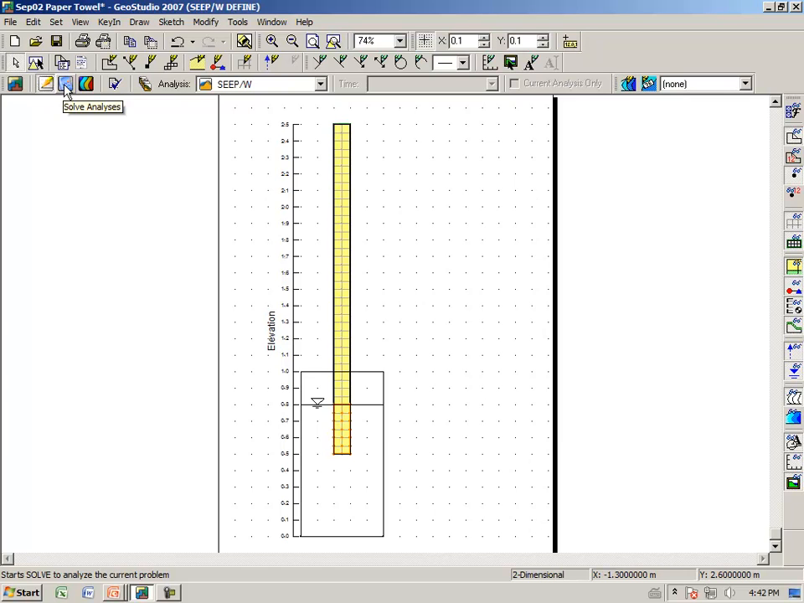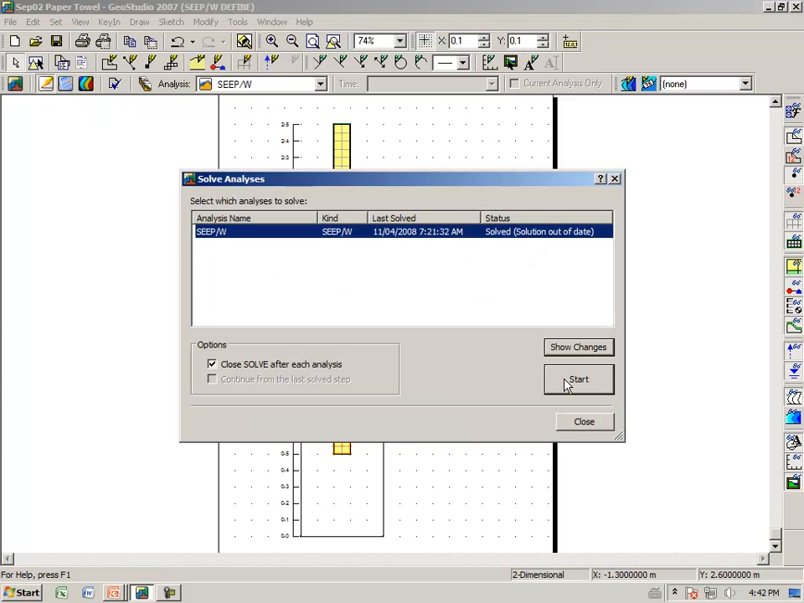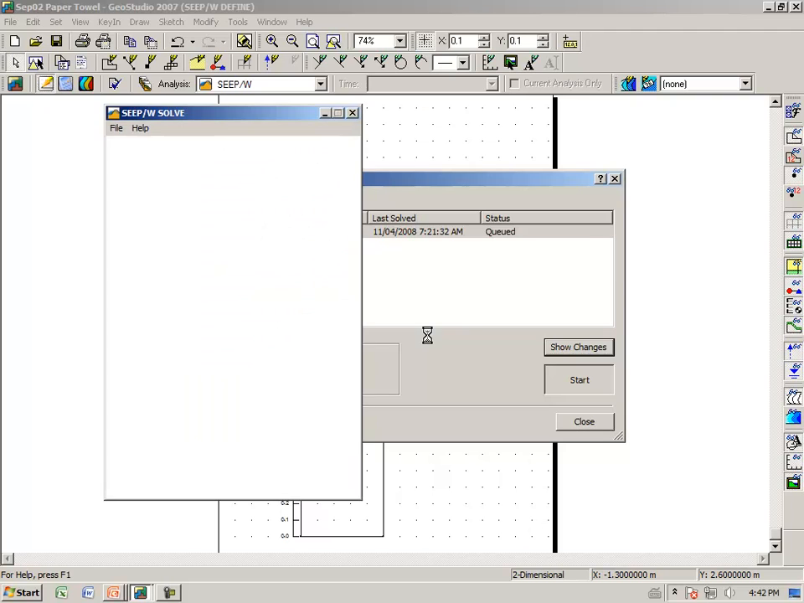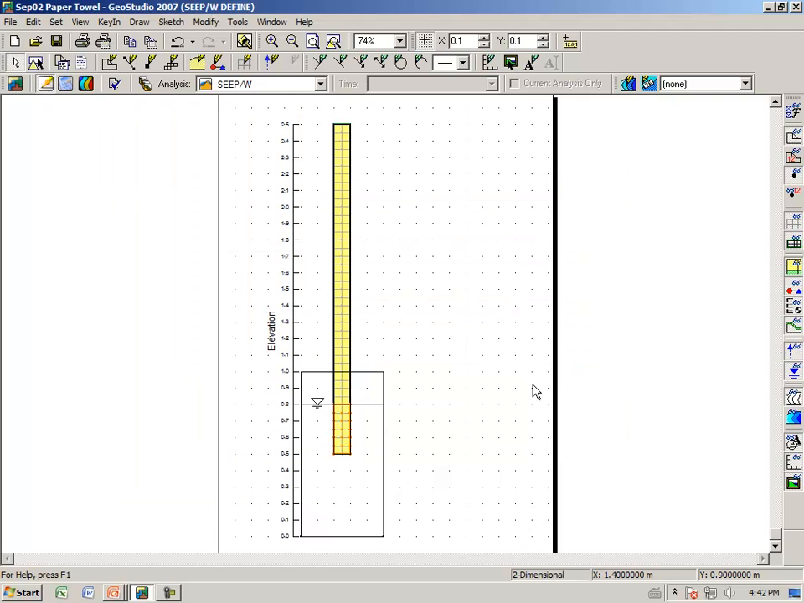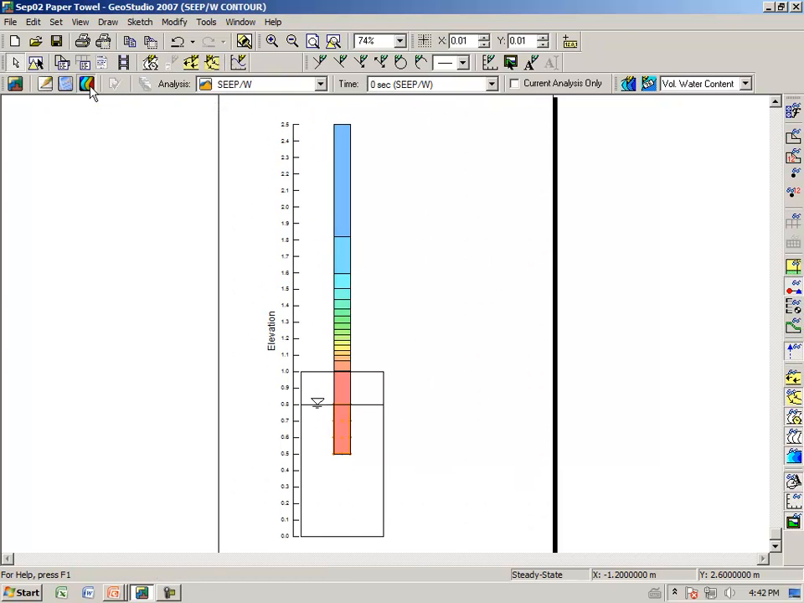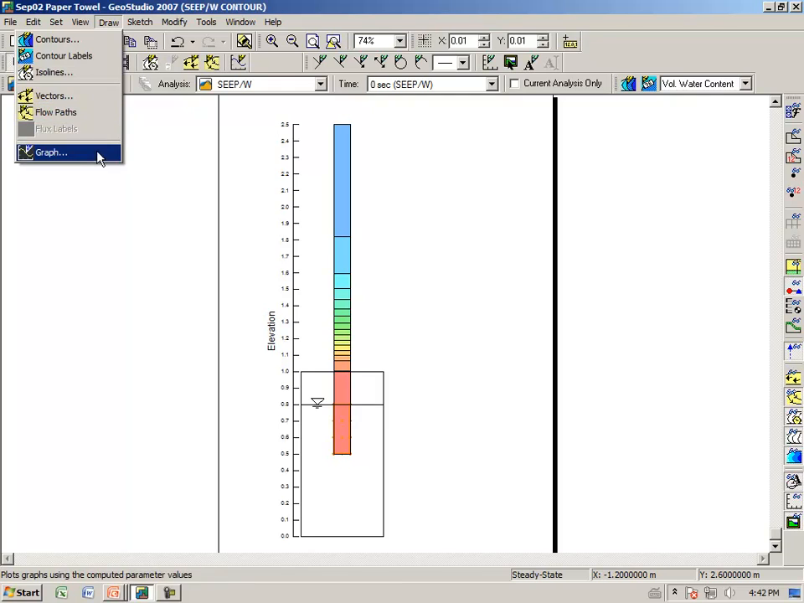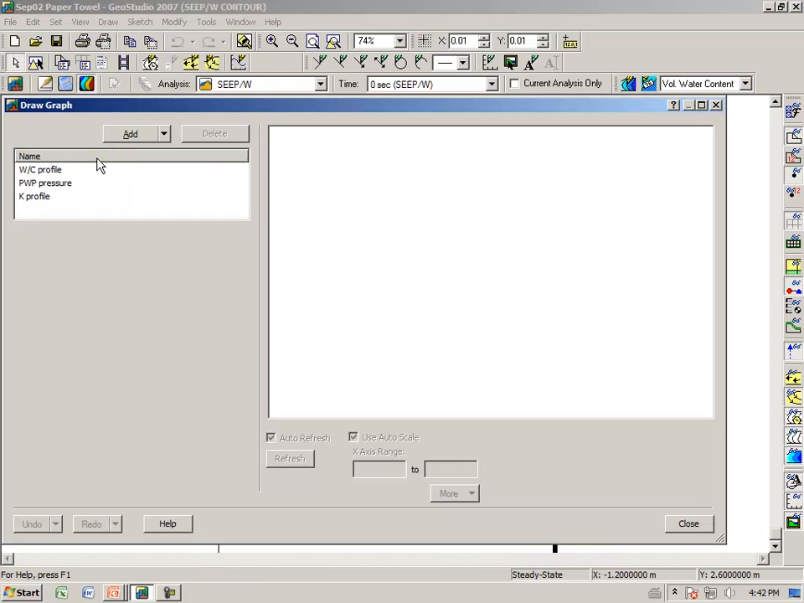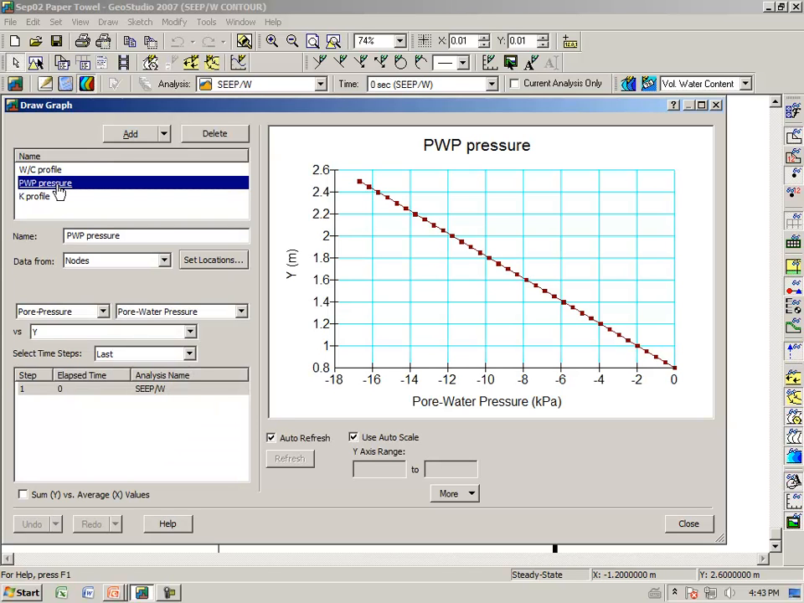We can click on the Solve button and resolve this problem. And then we go to the Results view and go to Draw a Graph. First of all, the pore water pressure. Notice that we have plotted here the y-coordinate. The water level in the glass, we said it was at 0.8 meters.